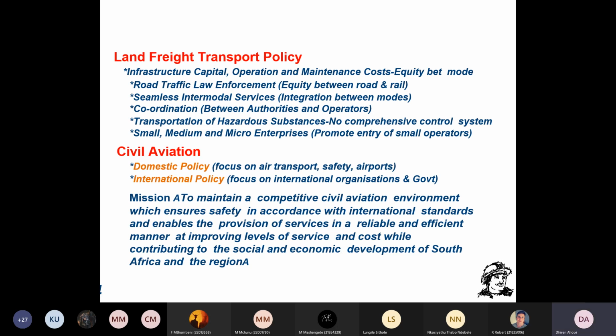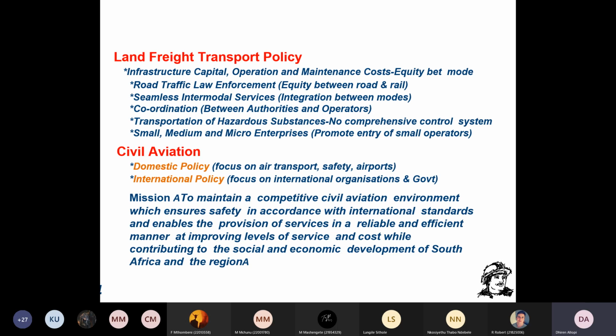Again, transportation of materials, all this one needs to take into account. Giving provision or allowing, opening the path for small operators, promoting small operators. So these are all covered in your land freight transport policy.